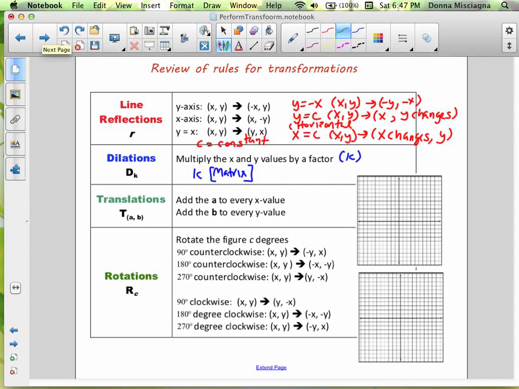Translations: we're going to add a to every x value, add b to every y value. That's what this little symbol there means. And we had a way to write it in coordinate notation: (x, y) maps to (x + a, y + b). And again, here we used a matrix, and we also used a vector. I think that's all we need to say about translations right now.